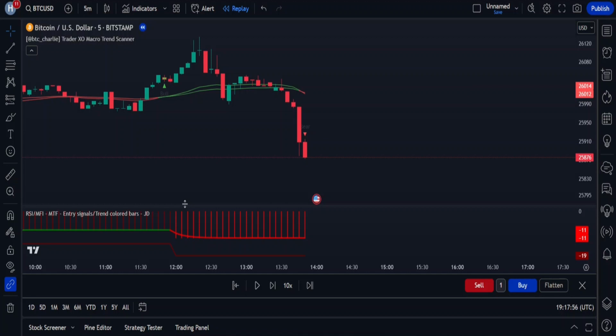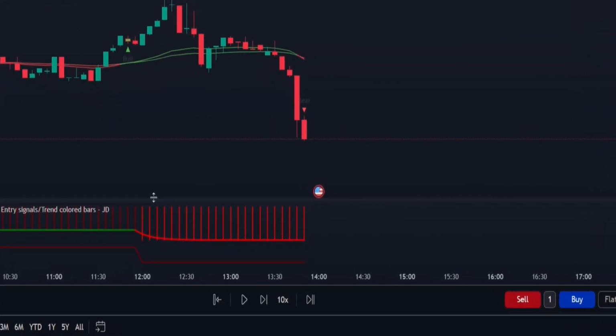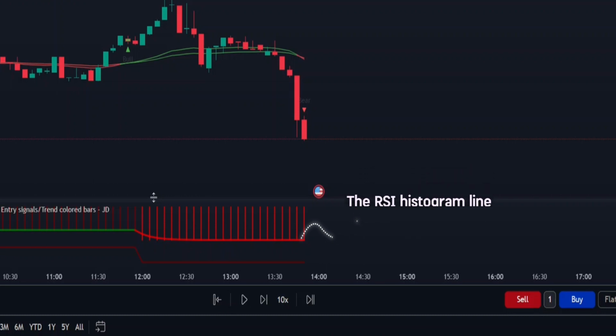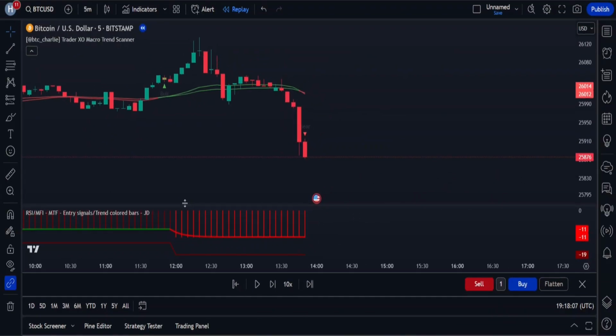After we have got this signal, we will confirm it with the help of our RSI indicator, just like we did in the buy trade example. But in case of a sell trade, the RSI histogram line should be red in color. And finally, remember to enter the trade on a red candle. So if all these conditions are fulfilled, we can enter a sell trade. So I'll quickly open a sell position here.